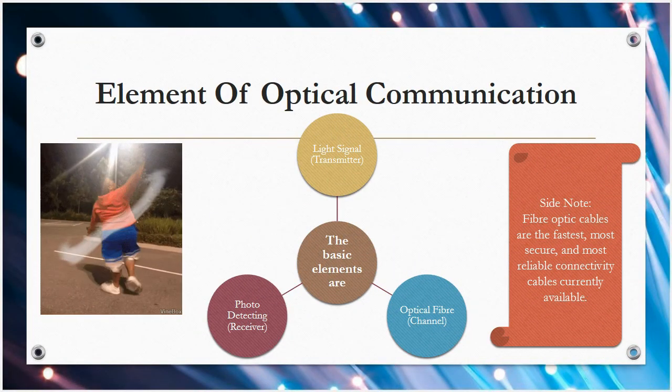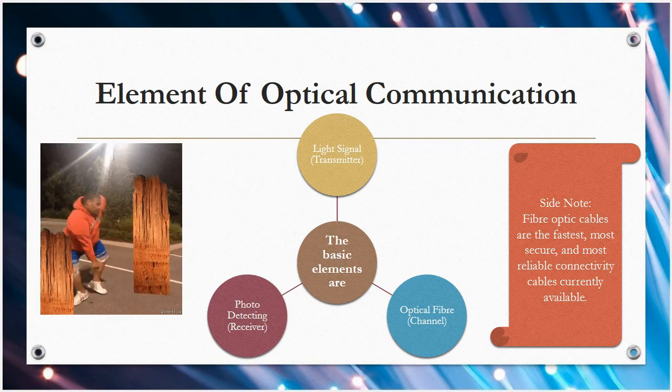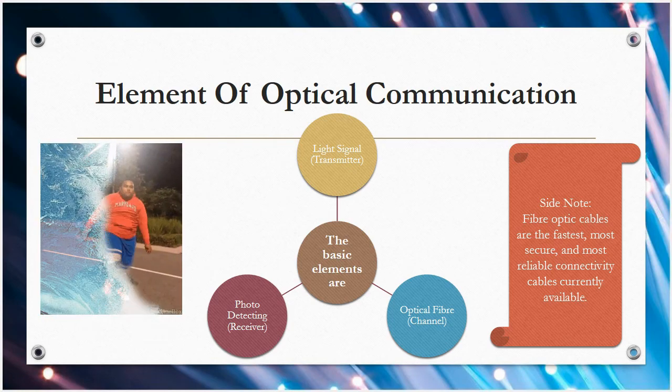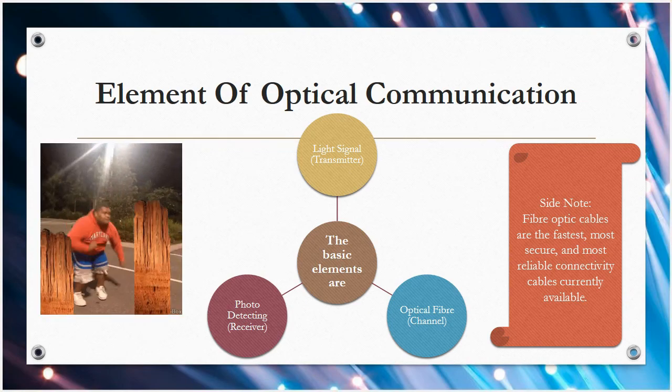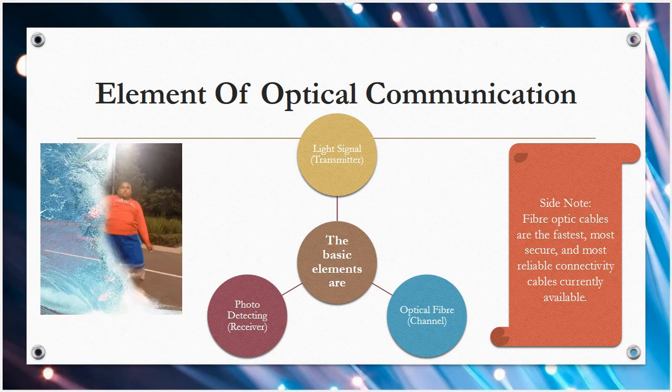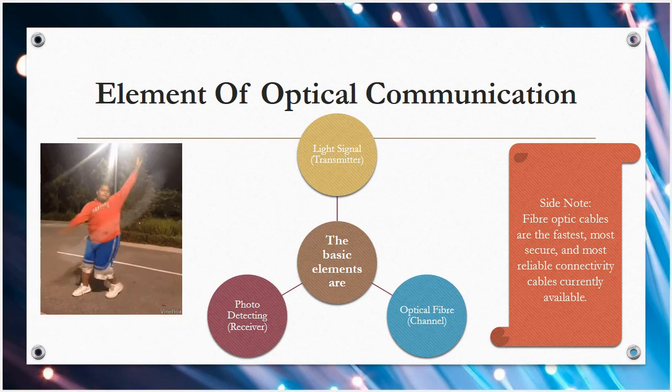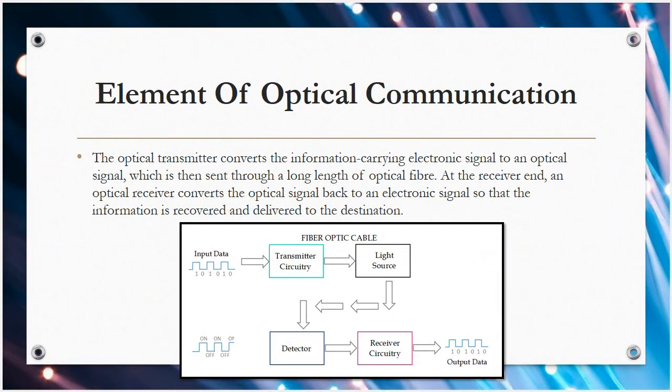There are several elements in optical communication. The basic elements are: number 1, light signal, which acts as the transmitter; number 2, optical fiber, which acts as the channel; number 3, photo detector, which acts as the receiver. The optical transmitter converts the information-carrying electronic signal to an optical signal, which is then sent through a long length of optical fiber. At the receiver end, an optical receiver converts the optical signal back to an electronic signal so that the information is recovered and delivered to the destination.